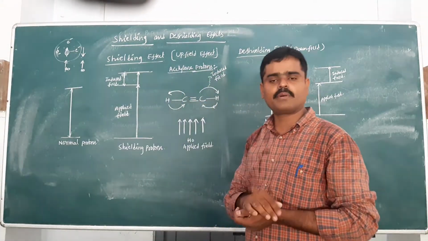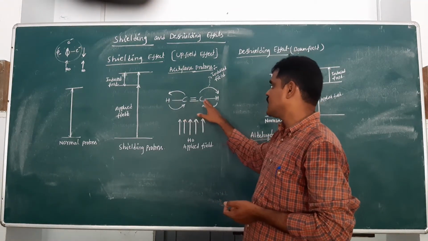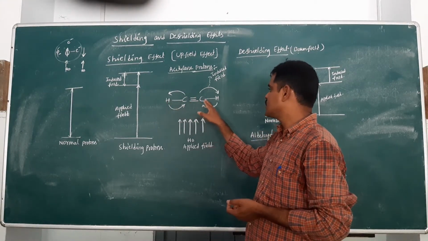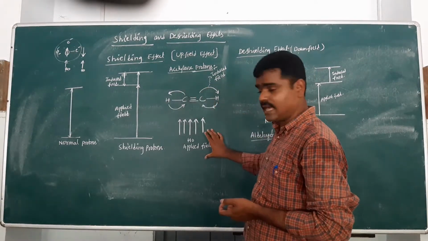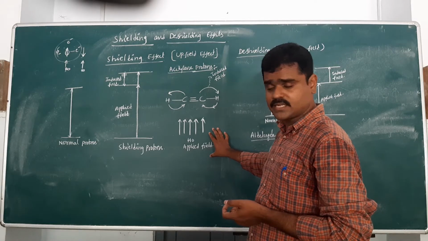This is the best example. You know acetylene, C2H2. The carbon has a triple bond, and each carbon has one terminal hydrogen. Now, acetylene is placed in an external magnetic field.